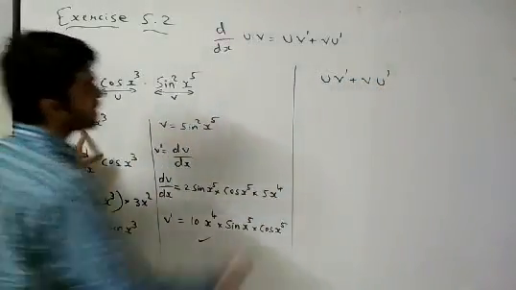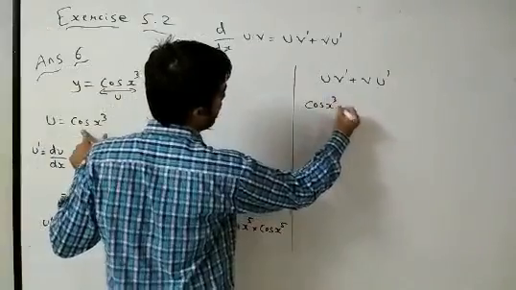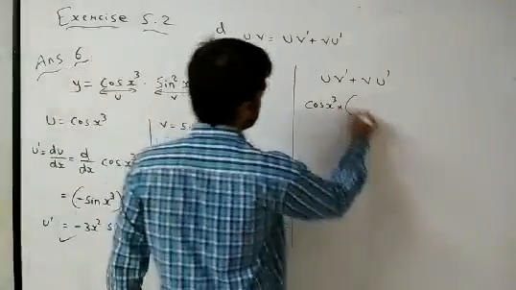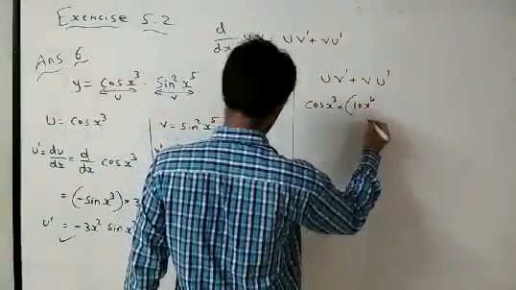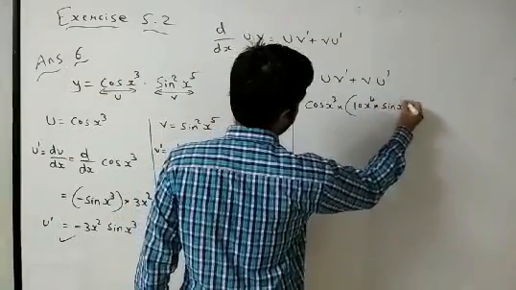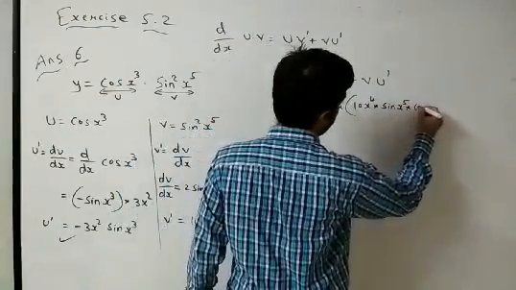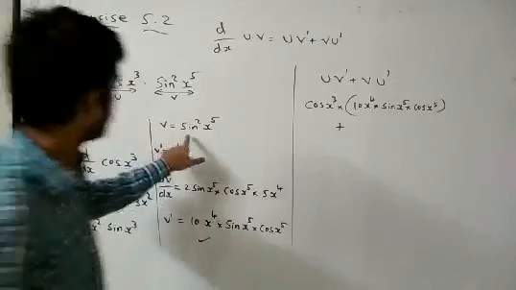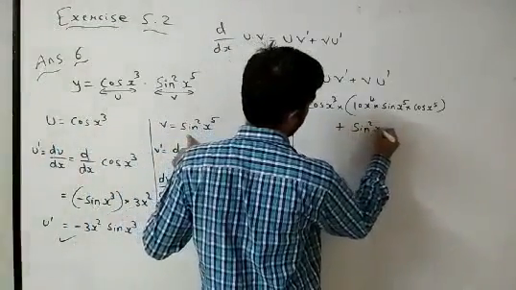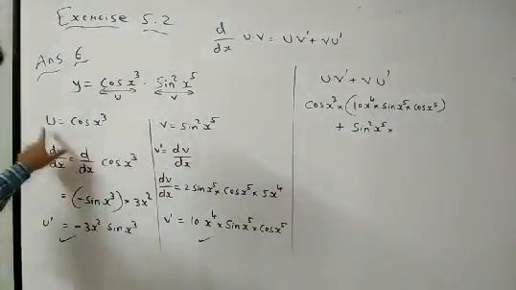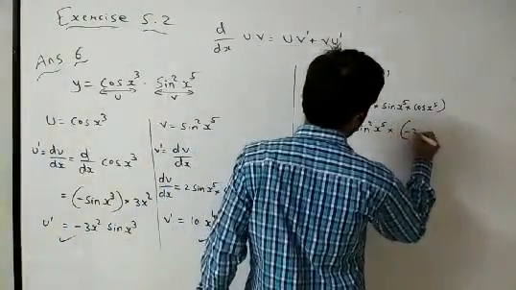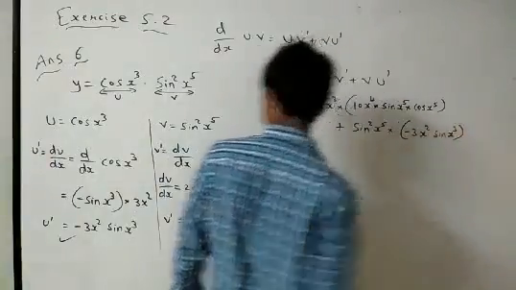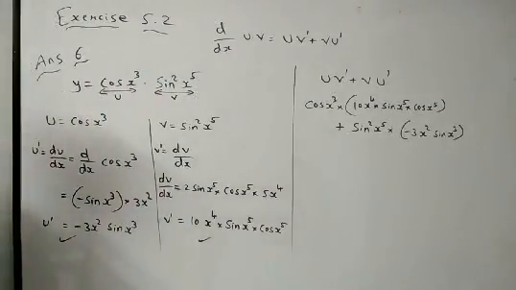So u value we have cos x cube. So cos x cube. V dash. What is the value for v dash? That is this all particular thing, that is tan x power 4 into sin x power 5 into cos x power 5, plus v we have, that is sin square x power 5. U dash we have, that is minus 3 x square sin x cube. Clear? Now you just solve.